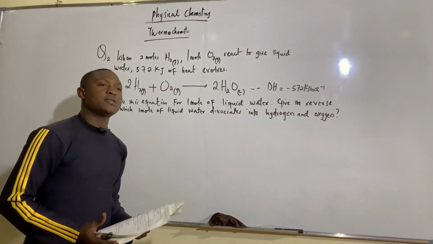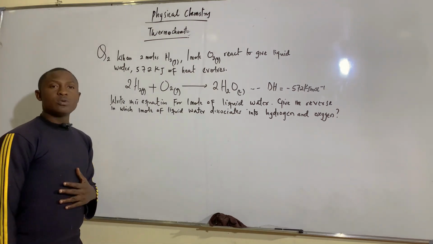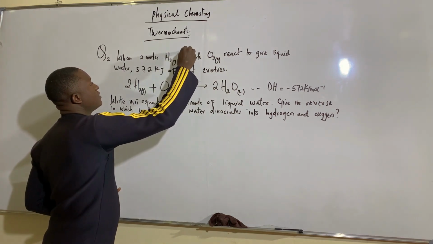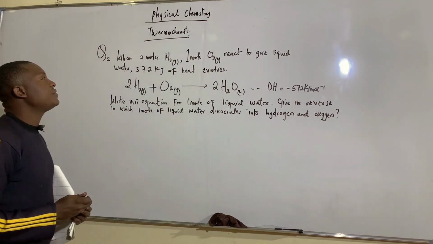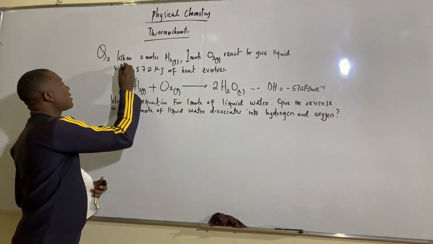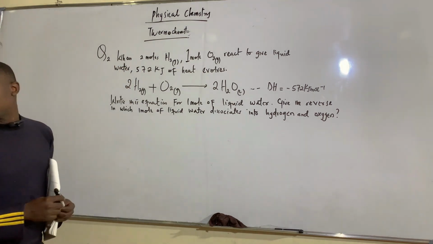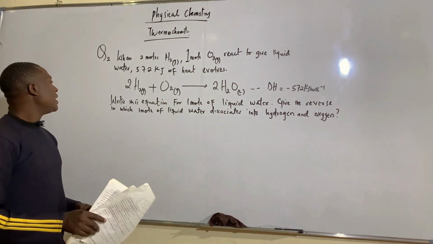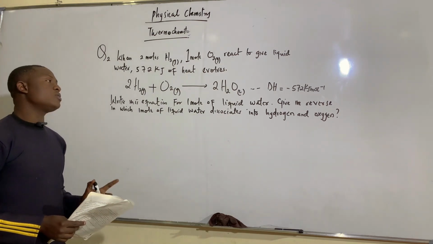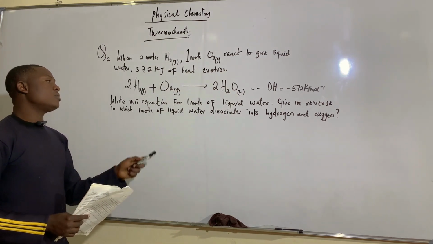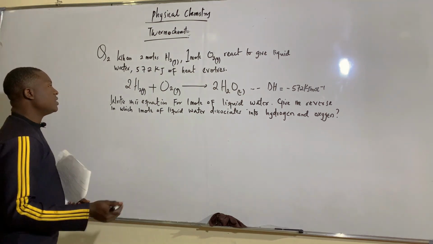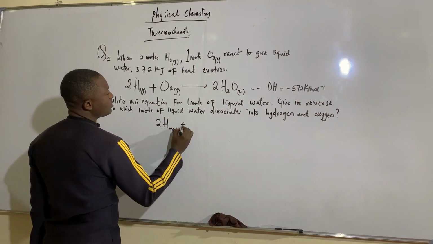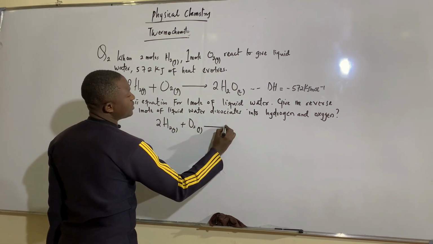Okay, let me hold these materials. Now, they said when 2 mole of hydrogen gas, 1 mole of oxygen gas react to give liquid water, 572 kilojoule of heat evolves in these equations. And they said write this equation for 1 mole of liquid water, give the reverse in which 1 mole of liquid water dissociates into hydrogen and oxygen. You can see, let's firstly write the equations. I want to break it down so that you can have better knowledge about that.